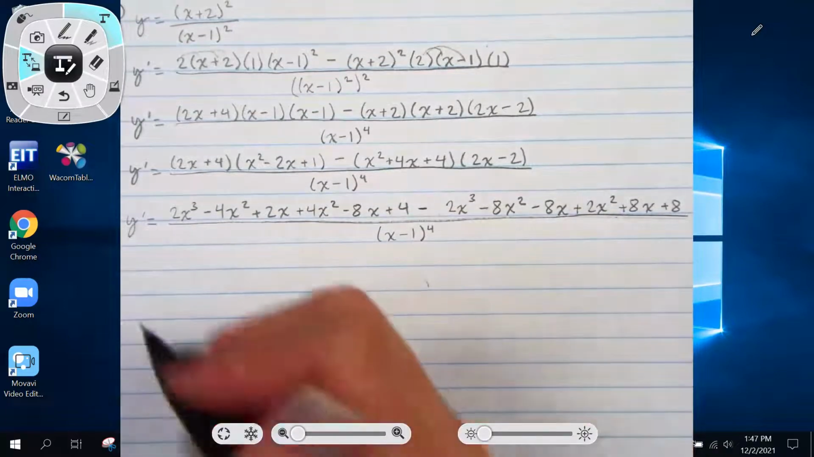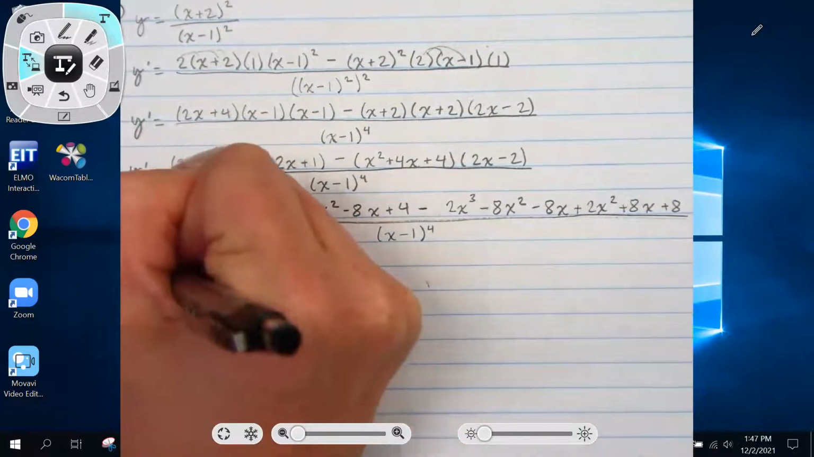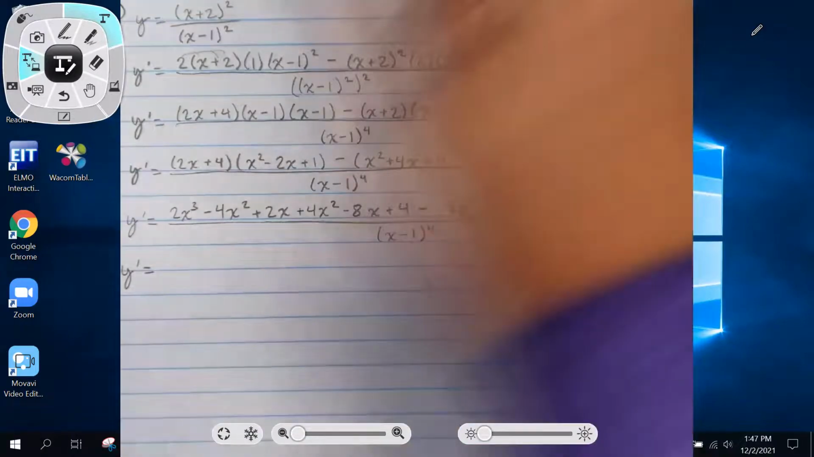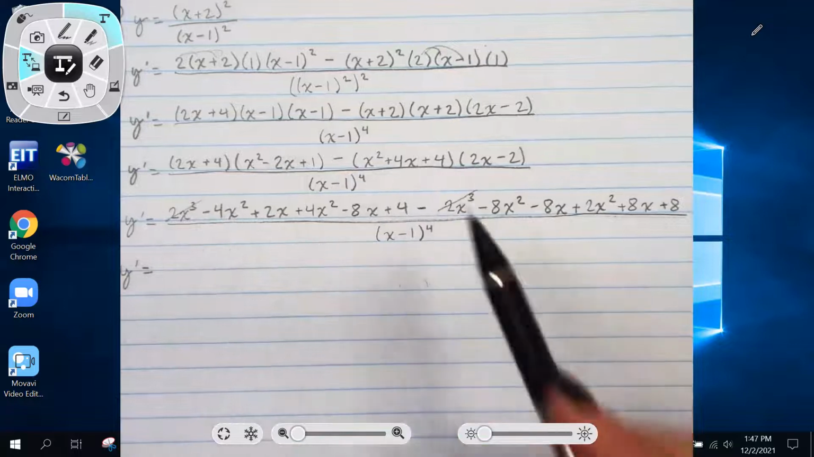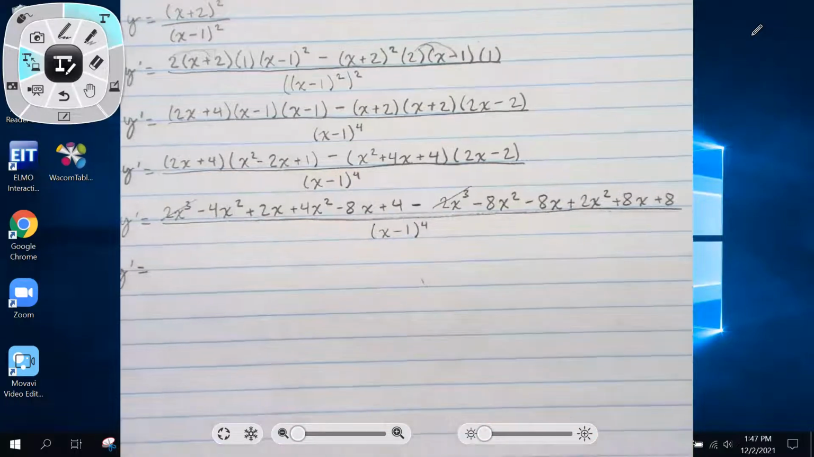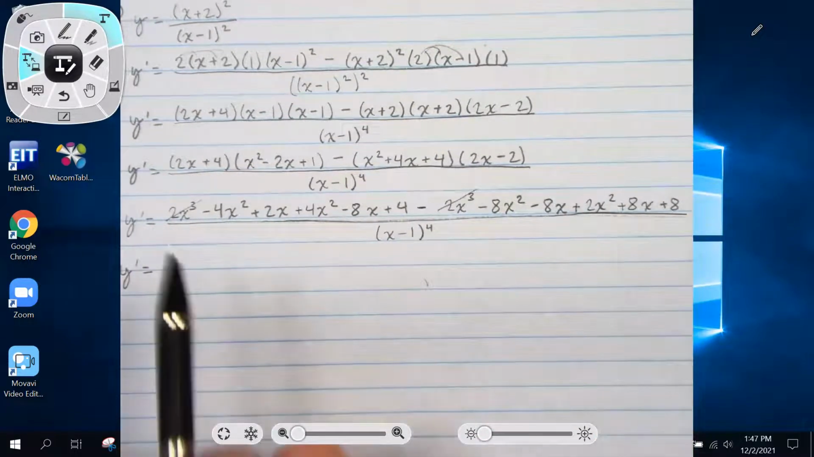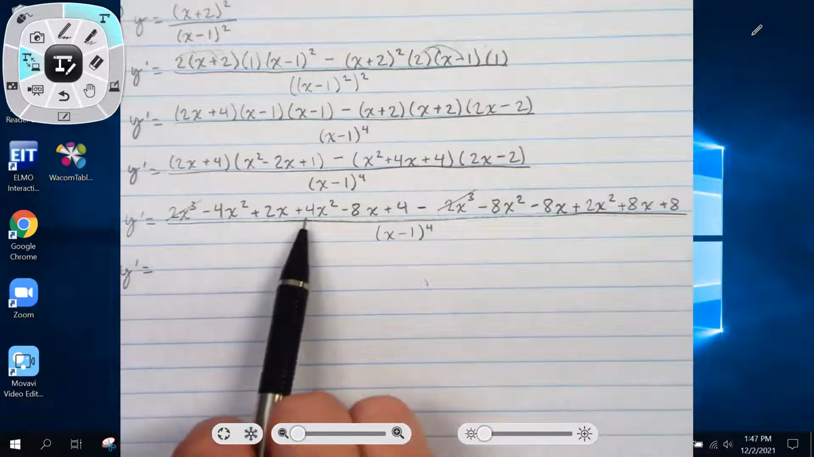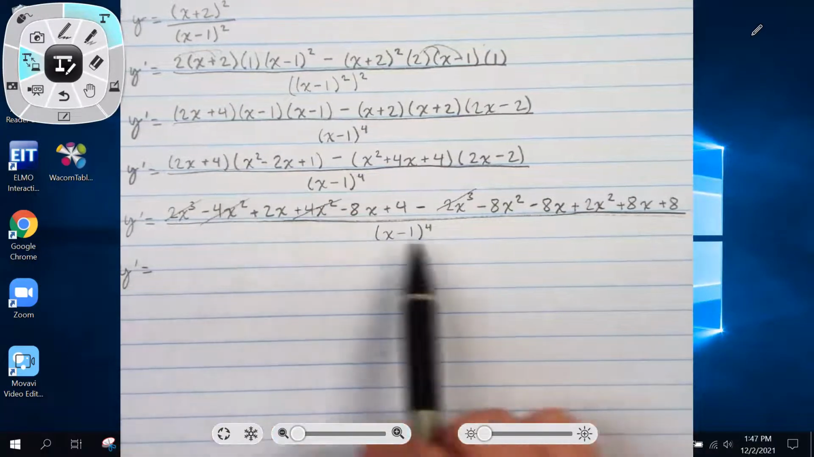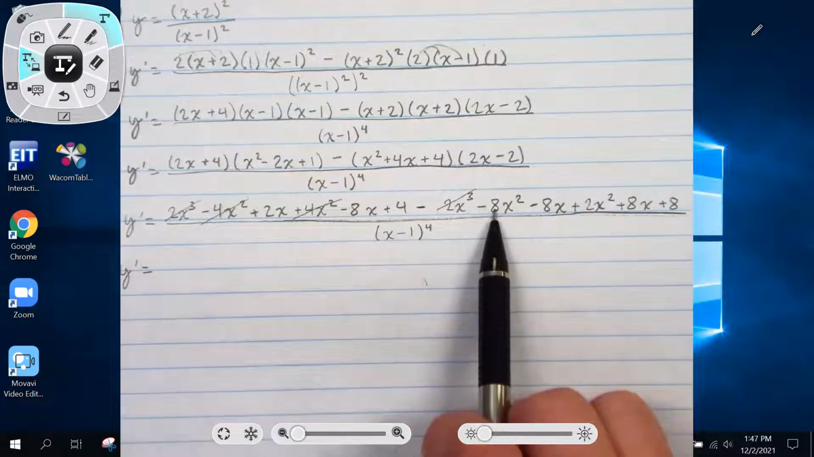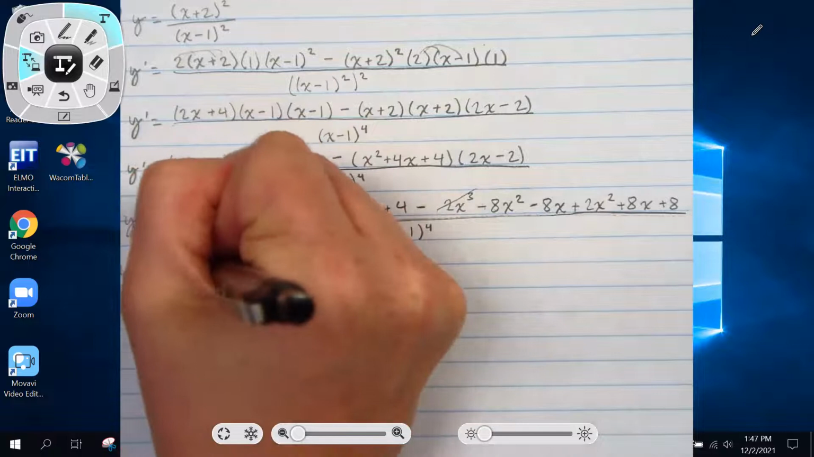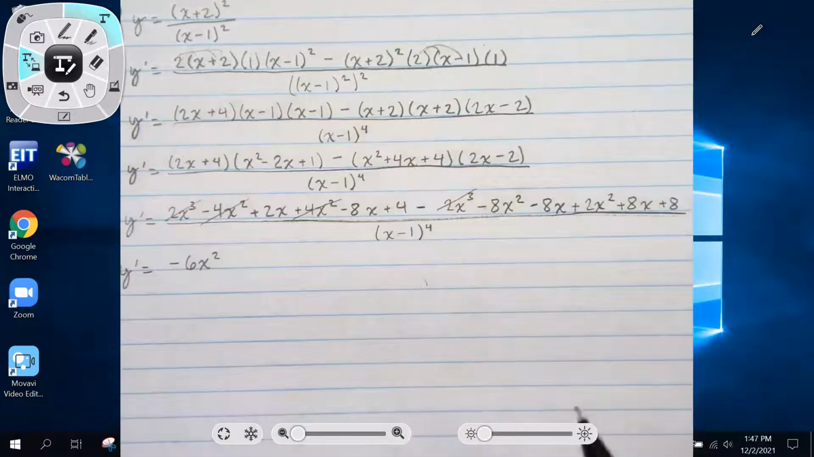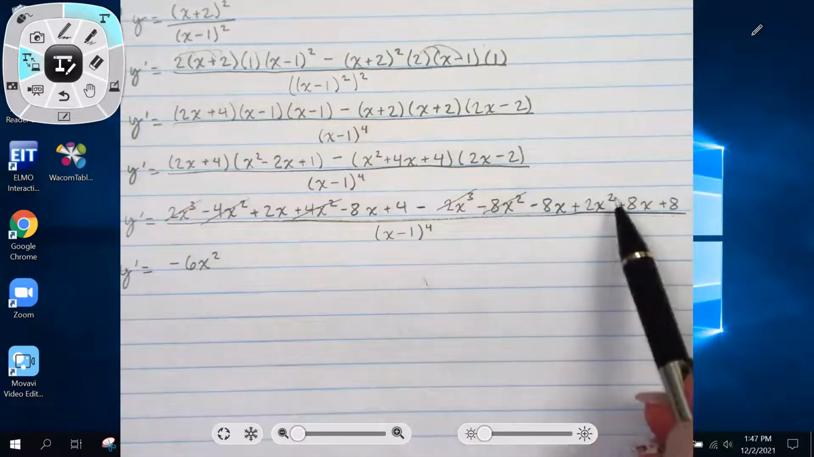Okay, now let's look in the numerator. We're combining like terms, but we have a positive 2x cubed and a negative 2x cubed that are going to cancel out. For x squared, we have negative 4, positive 4, those cancel. Do we have any more x squared? We have negative 8 and positive 2. That's going to add to be negative 6x squared. I'm going to go ahead and mark those out just to show that I've dealt with them.